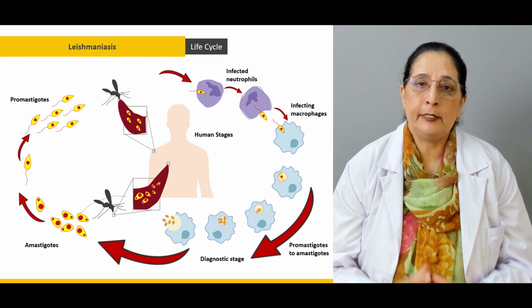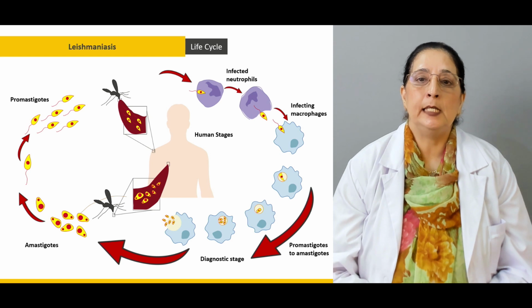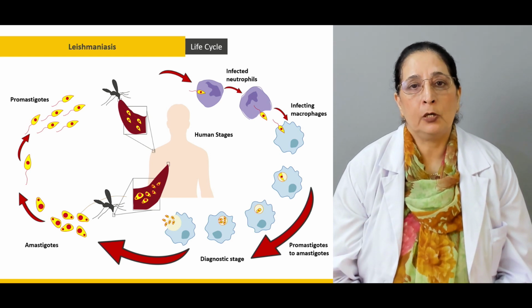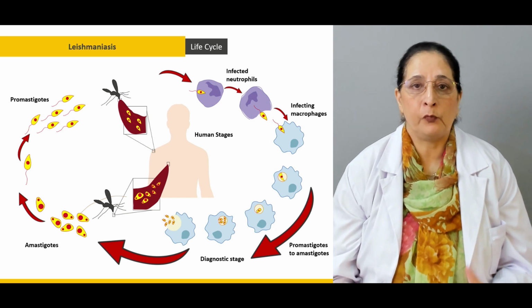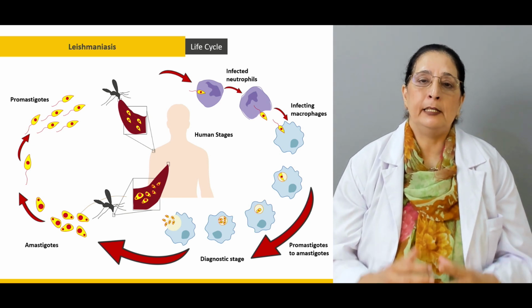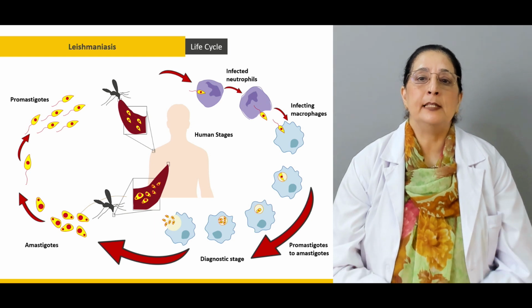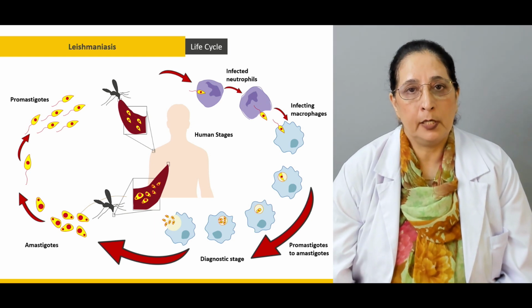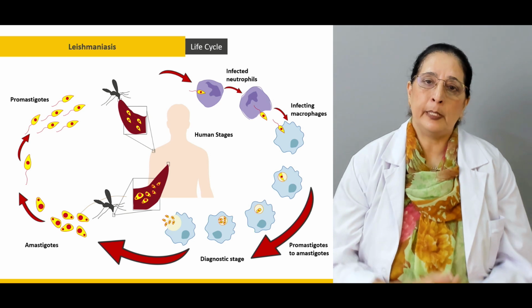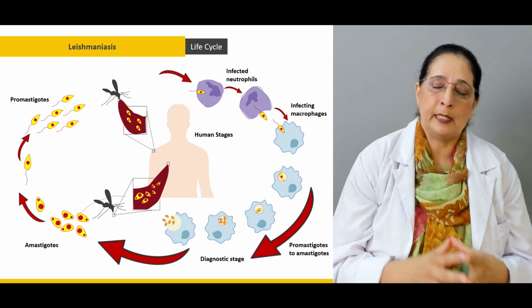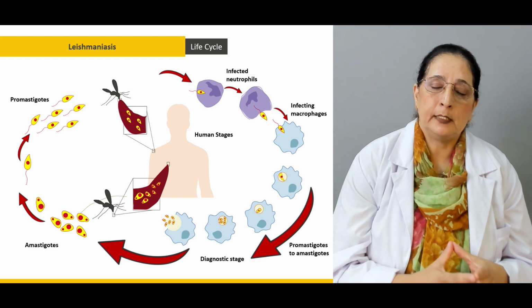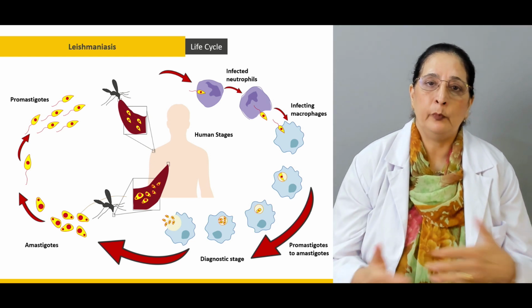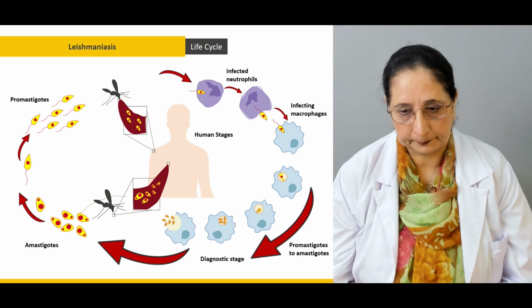And it attacks the reticuloendothelial system, which consists of the macrophages, and they attack the neutrophil. So mainly the defense system of the human body is affected. So the simple life cycle: promastigote to amastigote, amastigote to promastigote, and it's between the human and the sandfly.